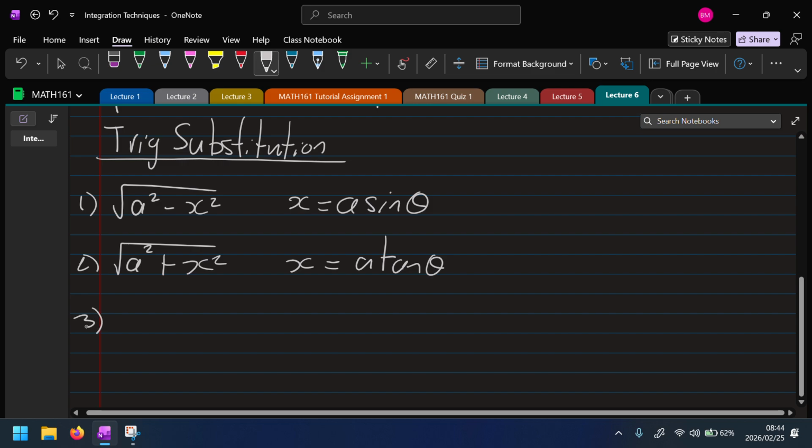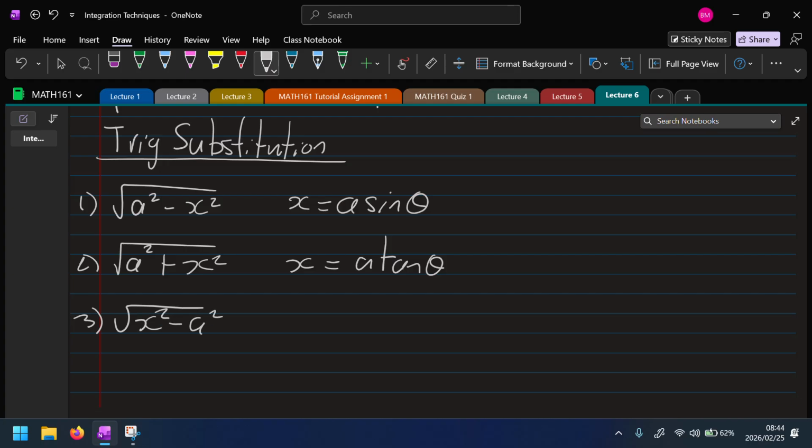And finally, case 3, this will be the root of x squared minus a squared. Now here, please put a little star so you don't confuse number 1 and number 3. Number 1 is a squared minus x squared, so the a squared, the number, comes first. In case 3, the x squared comes first. Please do not mix those up.